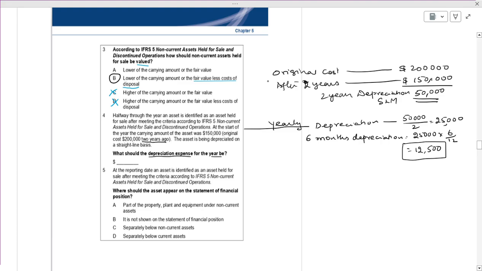Now they say straight line method. Whatever the difference is, that is the 2 years depreciation. 2 years depreciation is 50,000. So yearly depreciation will be how much? 50,000 divided by 2 years, which is 25,000. 6 month depreciation is 25,000 times 6 by 12. It comes to how much? 12,500. Are you clear about this? Yes.